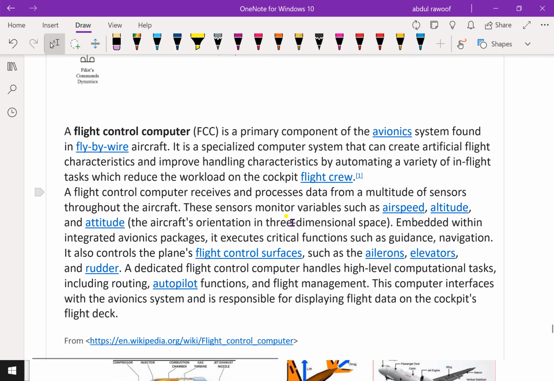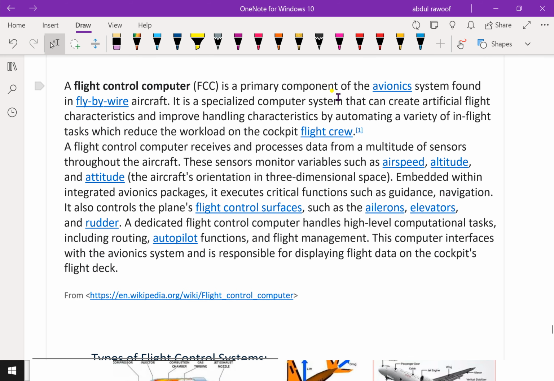The flight control computer, FCC, is a primary component of the avionics system found in fly-by-wire aircraft. It is a specialized computer system that can create artificial flight characteristics and improve the handling characteristics by automating a variety of in-flight tasks, which reduces the workload on the cockpit flight crew. A flight control computer receives and processes data from the multitude of sensors throughout the aircraft. These sensors monitor variables such as airspeed, altitude, and attitude, that is, aircraft orientation in three-dimensional space.